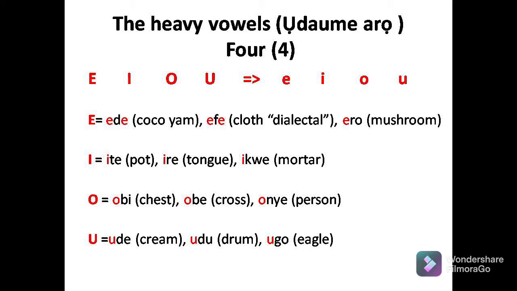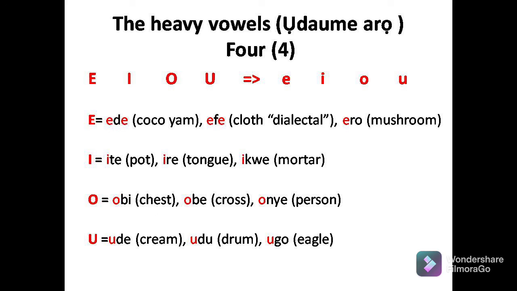Let's look at them in words. We can find them in words like ede. Ede means cocoyam. Efe. Efe means clothes, though it's dialectal. In the Central Igbo, the efe is called aqua. The next one is ero. Ero is mushroom. We have ite. Ite is pot. We have ire. Ire is tongue. We have ikwe. Ikwe is mortar.